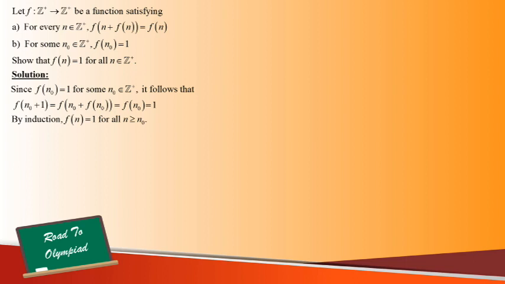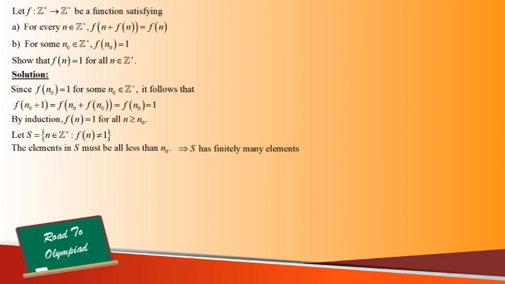For the case where n is less than n0, we consider the set S consisting of all the positive integers n such that f(n) is not equal to 1. Since we have proven that f(n) = 1 for all positive integers n greater than or equal to n0, all the elements in S, if there are any, must be less than n0. This is to say that S is a finite set.